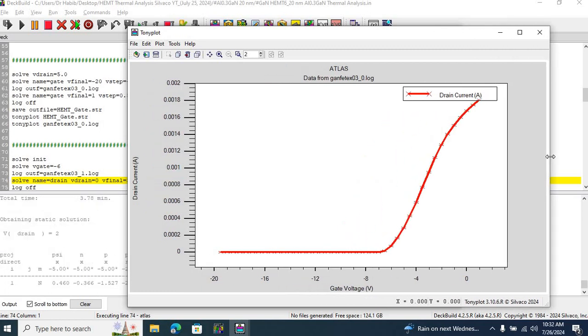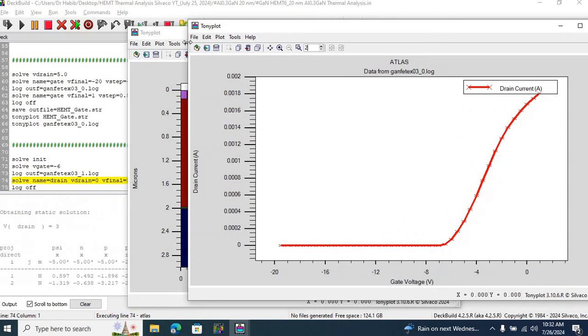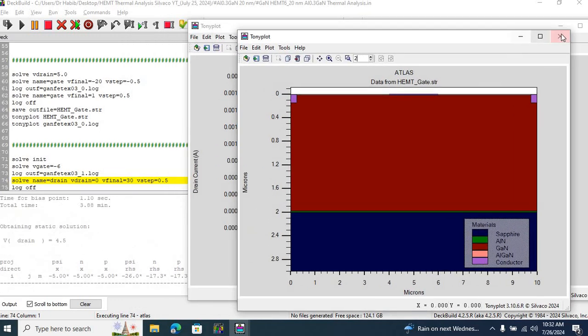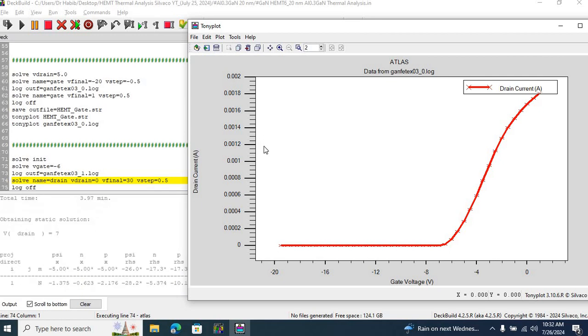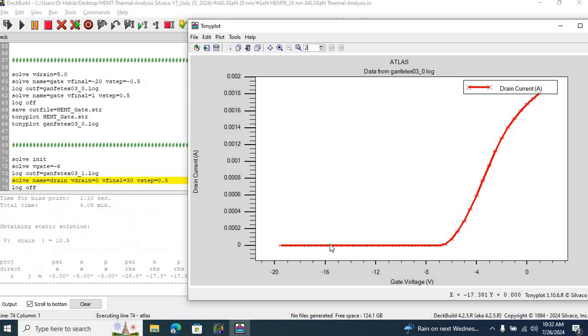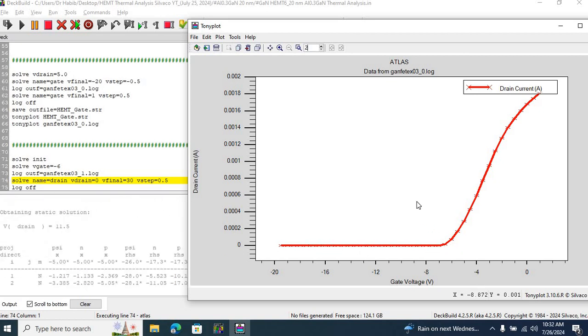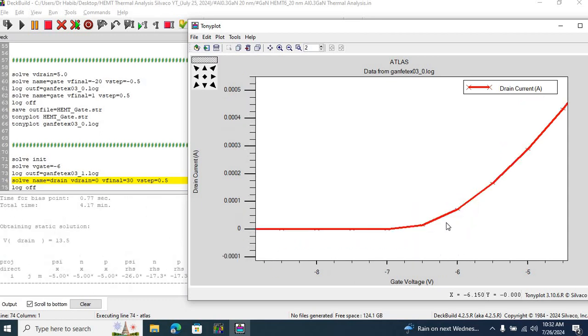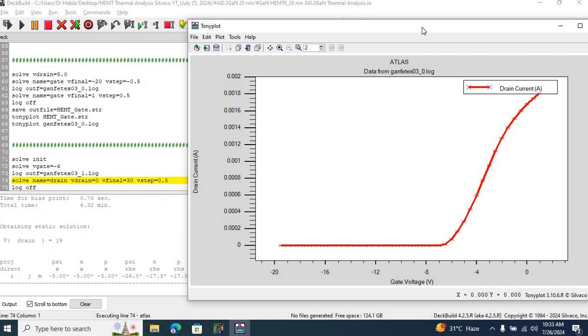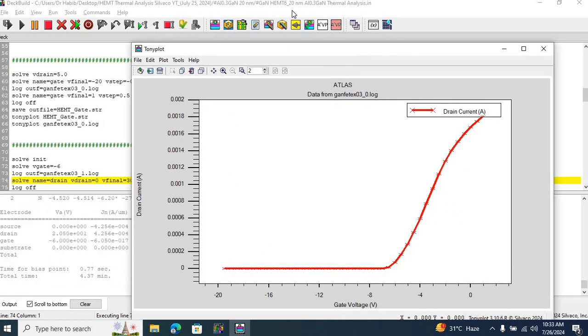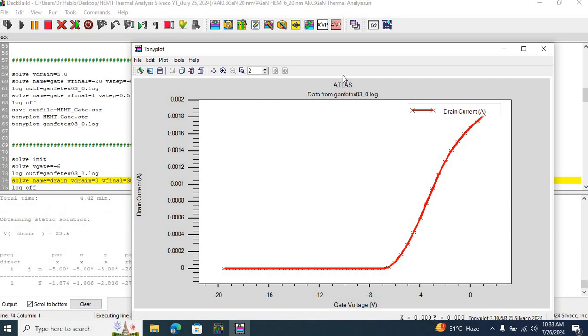Now the program has simulated this part of the code, which gives the drain current versus gate voltage characteristics at a drain voltage of 5 volts. So we see that our threshold voltage is roughly minus 6 volts, for this structure where the aluminum gallium nitride layer is 20 nanometers, and we have a 30% aluminum content in the aluminum gallium nitride film.